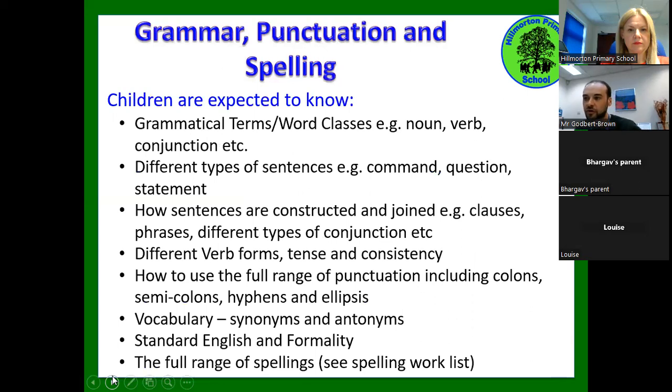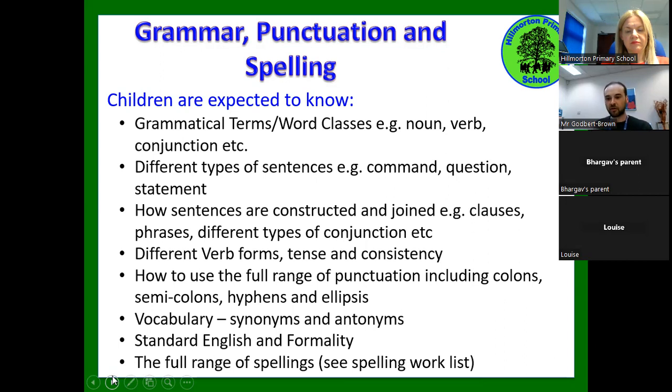And yeah, for the grammar test, these are the things that children are expected to know. So all the different types of word classes, nouns, verbs, conjunctions. We're doing lots and lots of revision of these at the moment. Different types of sentences, how they're constructed, clauses, conjunctions, different verb forms, tenses, punctuation, what all that different punctuation means and is used for, how to use it, vocabulary, standard English, and the spellings.